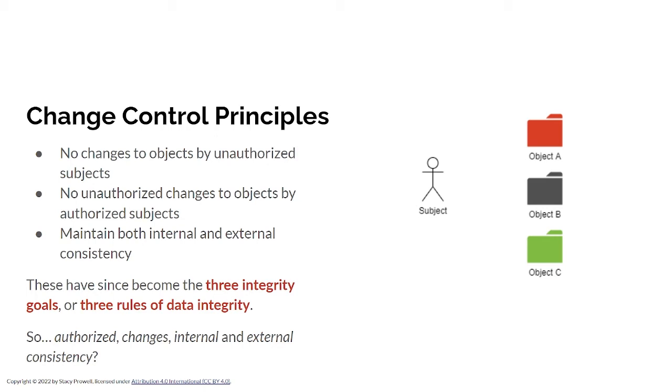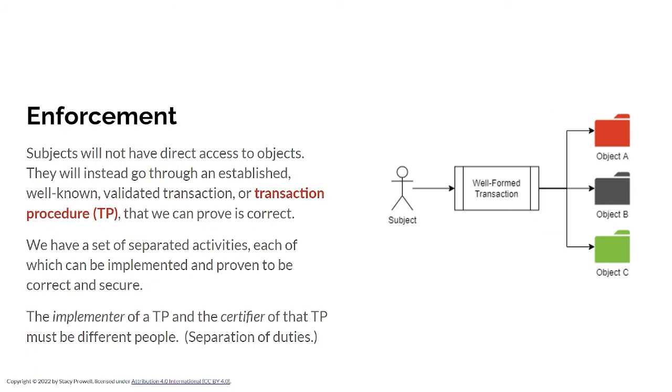So we have some words here that are carrying around a lot of meaning. They're doing some work for us. Authorized changes, internal and external consistency. And those are really doing a lot of work for us. Enforcement. Well, subjects will not have direct access to objects. You can't reach out and grab object A and do something with it. You can only access these objects through established, well-known, validated transactions, and we call those transaction procedures, or TPs.